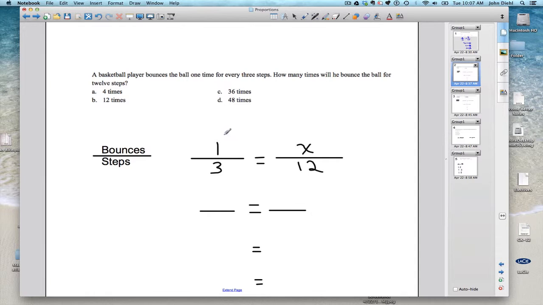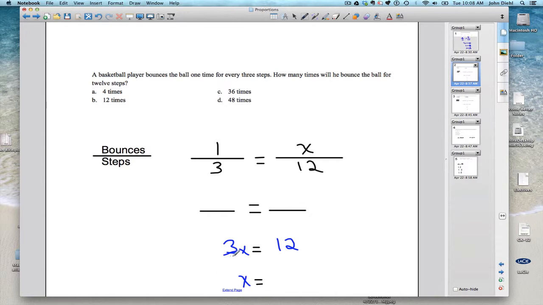So we're going to take this 1 times 12, and that is 12. I'm using the wrong pen, so let me do this again. 1 times 12 is 12, and 3 times x is 3x, and then we divide both. Simple equation, we divide both sides by 3.